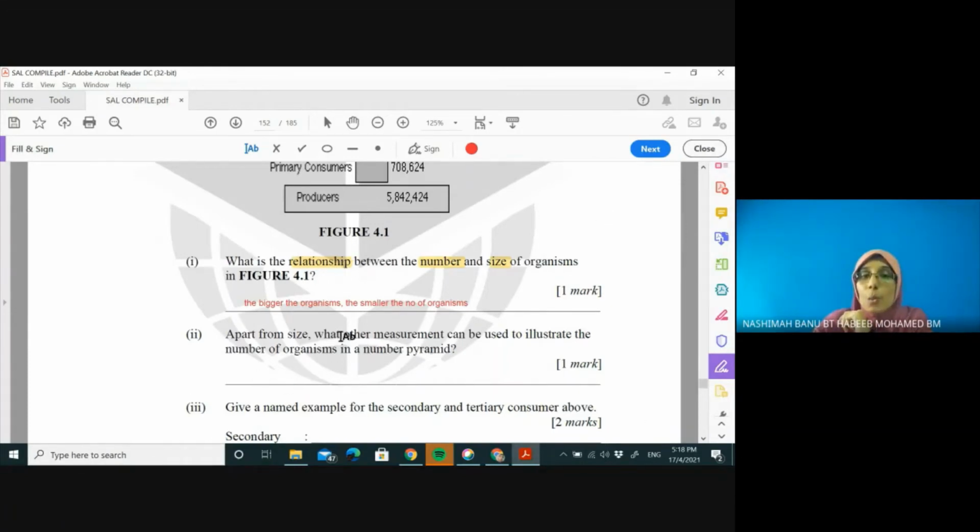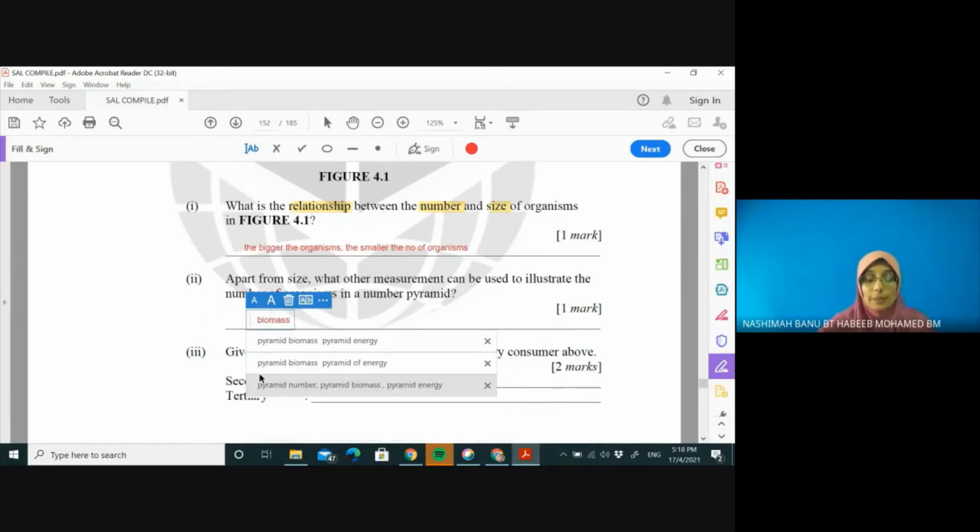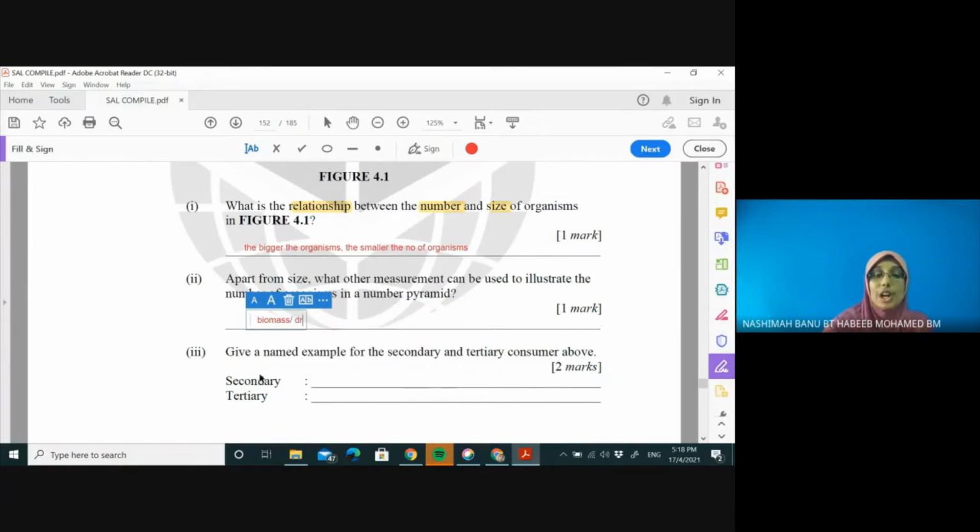Okay, apart from the size, what other measurement can be used to illustrate the number of organisms in a number pyramid? So macam kat sini kita nampak the bigger, smaller the number. So kita boleh guna apa? Kita boleh guna another pyramid which is we call pyramid biomass tu kan? Okay, so ingat lagi tak biomass tu sebenarnya apa? Yes, dia adalah dry weight of the organism.